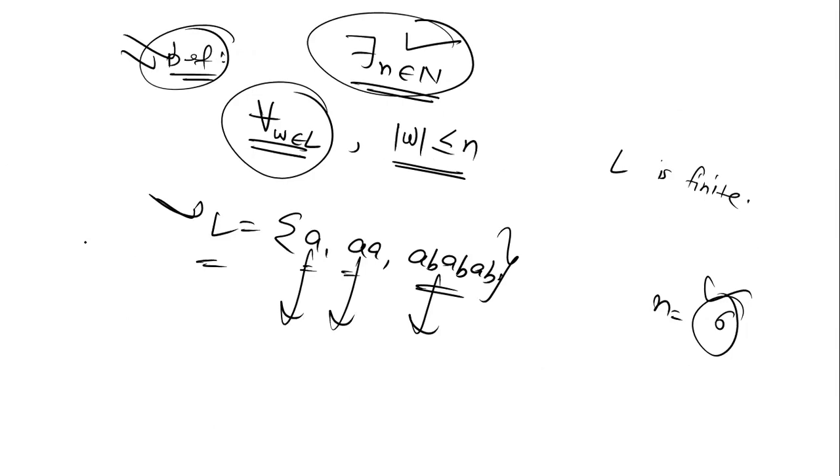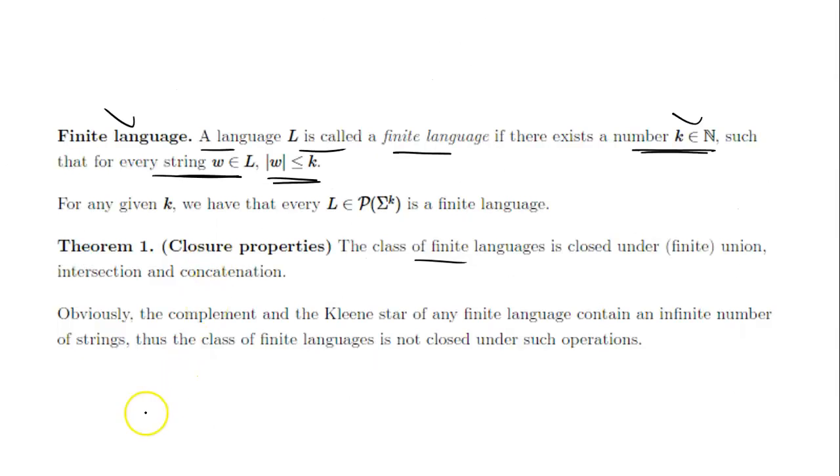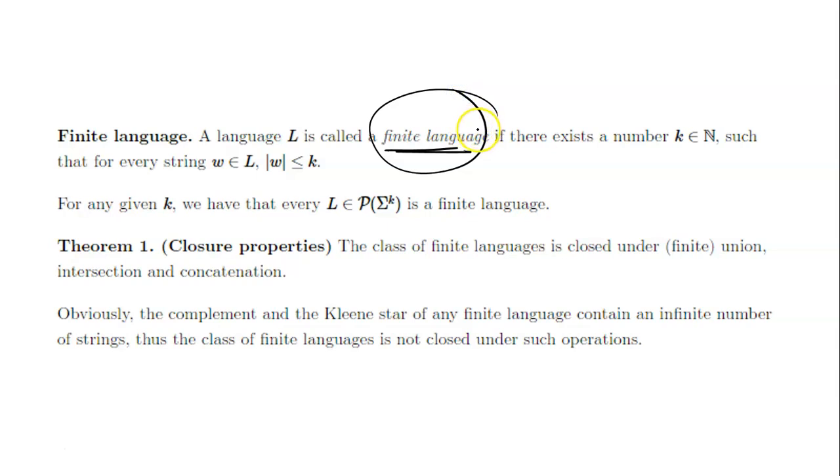So many closure properties we have seen for these finite languages, and the important thing you need to remember is that a finite language, a finite set, can be defined in many different ways. In the exam they may not tell you that the language is finite. What they will do is say that you have a language that satisfies this property: there exists a natural number k such that every string has length less than or equal to k. In that case you need to recognize that this language L is basically a finite language.